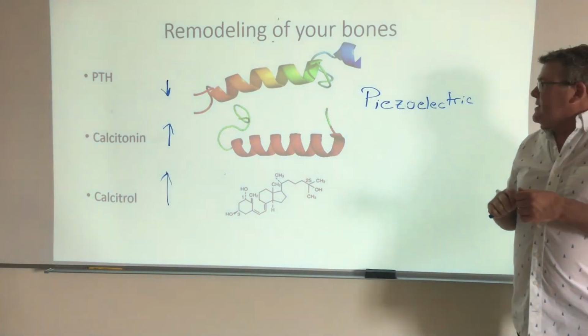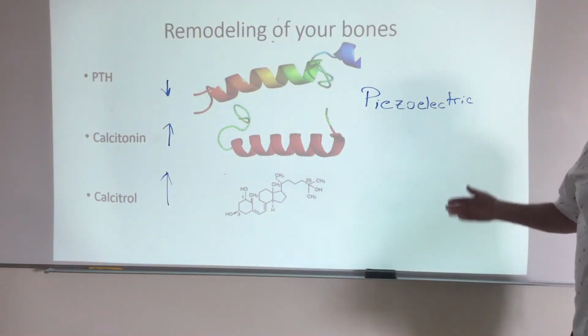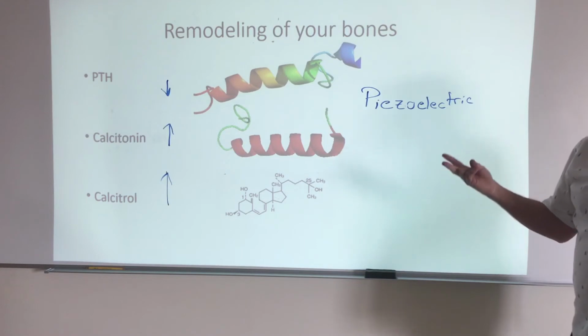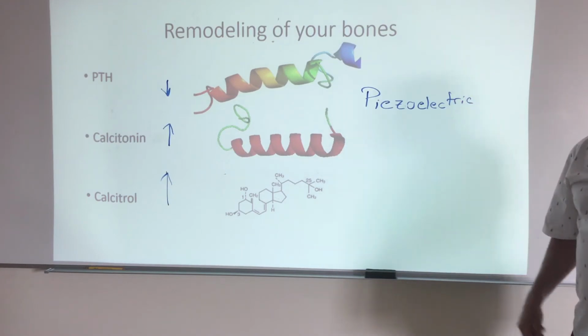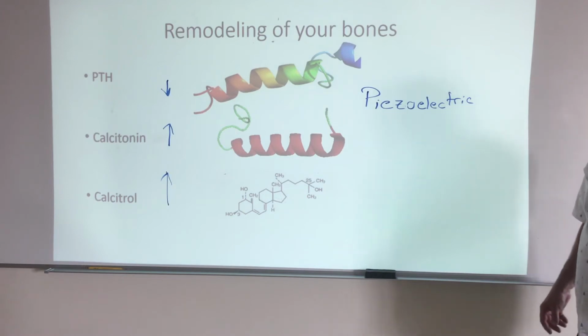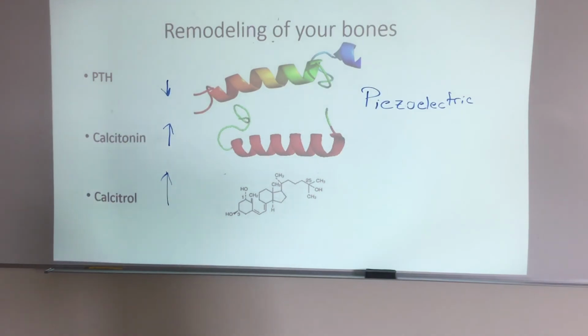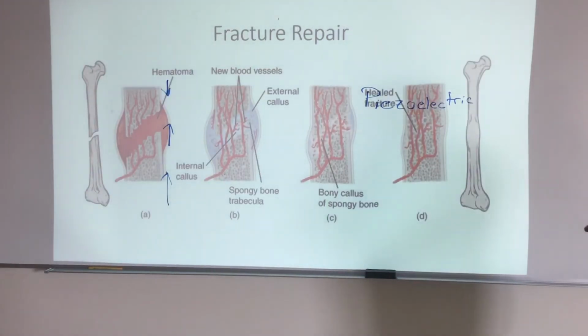So remodeling is something that goes on throughout our entire life. And I think you can tell too with parathyroid hormone and calcitonin, if these get out of whack, you can end up with some real problems with your skeletal system. Now, speaking of problems with your skeletal system, fractures.